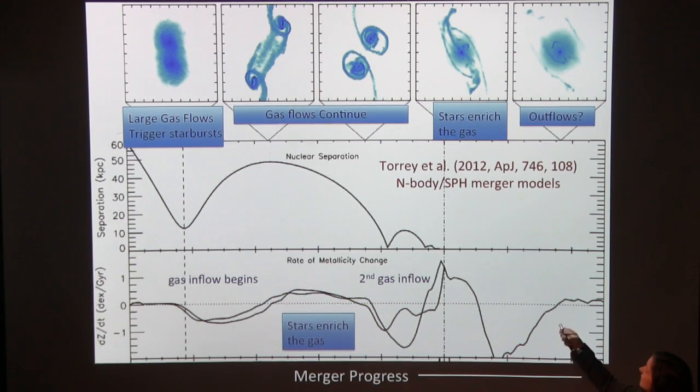And then at the late merger stages, you have final coalescence. There's another inflow of gas, which causes a second drop in the metallicity in the central regions. And then that metallicity rises again because of the star formation enrichment. At later stages, it's unclear what happens because if you have outflows, they're going to blow out the material. You won't have so much star formation, and you may never recover the metallicity gradient. If you don't have outflows, then you may recover a metallicity gradient.